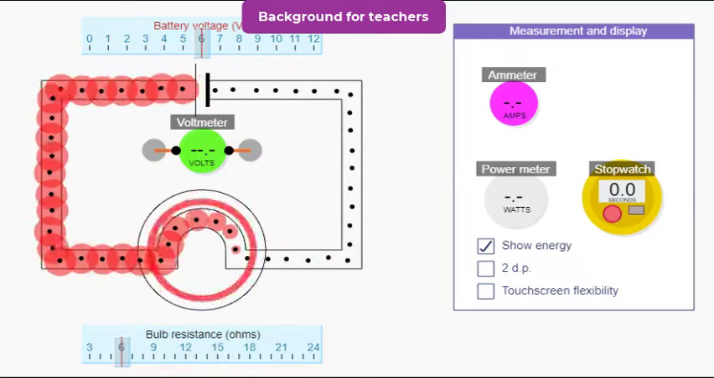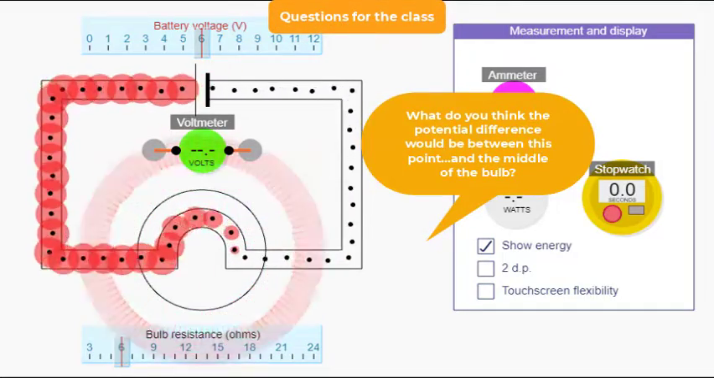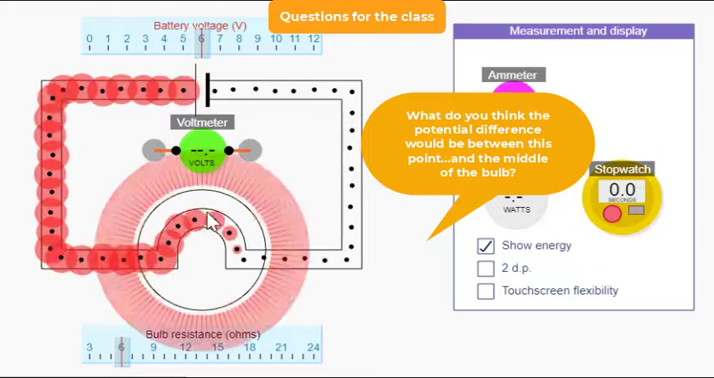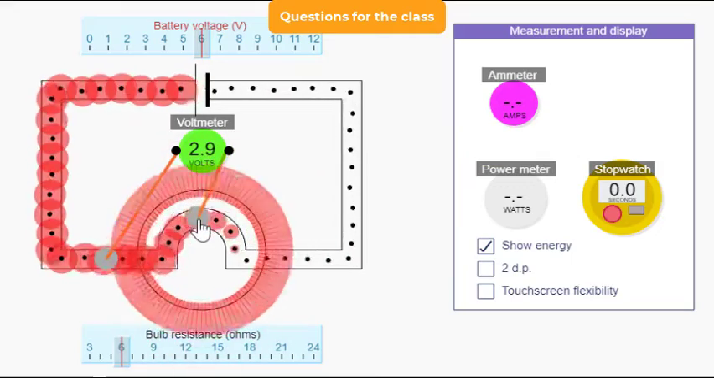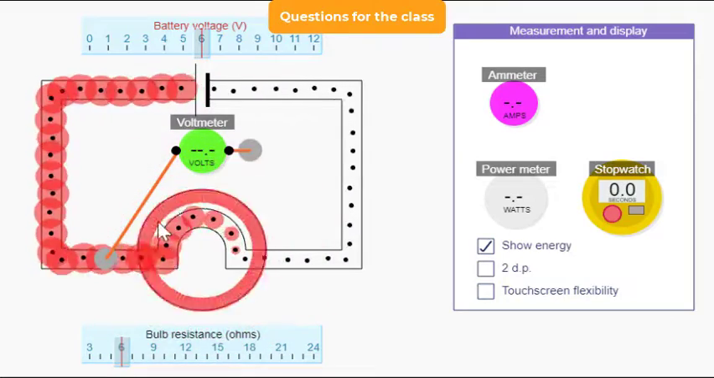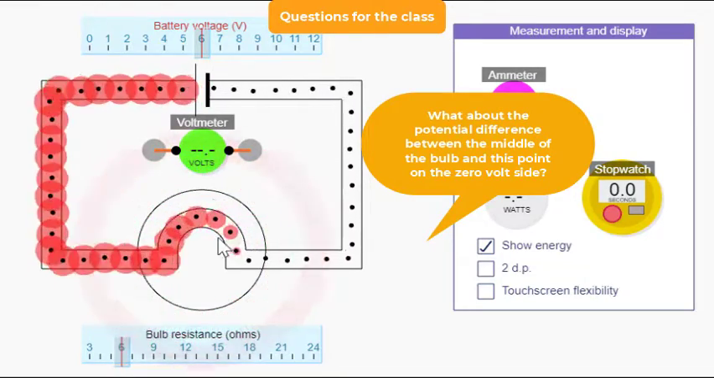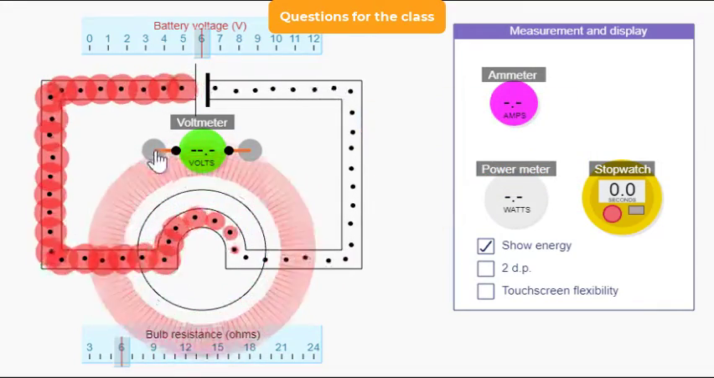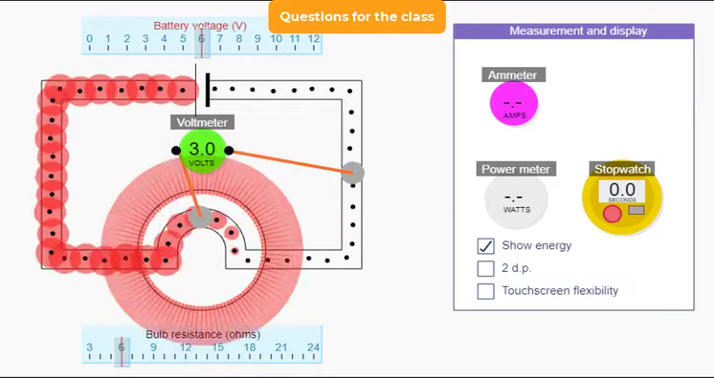The middle of the bulb should be at a potential of 3 volts. What do you think the potential difference would be between this point on the 6 volt side and the middle of the bulb? It would be 6 volts minus 3 volts, which is 3 volts. What about the potential difference between the middle of the bulb and this point on the 0 volt side? It would be 3 volts minus 0 volts, which is 3 volts again.